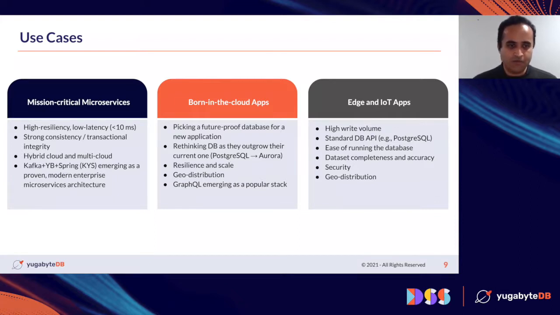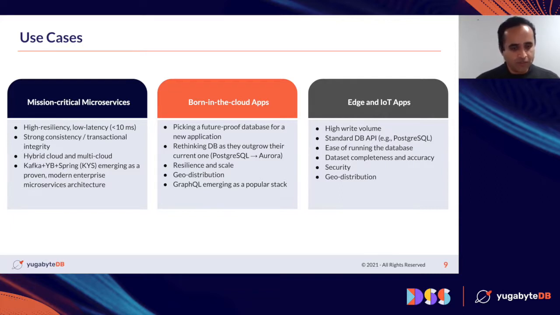You also have born in the cloud applications, which are basically cloud native apps. Either Yugabyte Cloud and YugabyteDB can be their first database, or it can be the step up after they have grown out of PostgreSQL, right? You're using Postgres or you're using MySQL, but you reach limits of scale and resilience, then you switch to YugabyteDB. And then we're seeing a new class of applications, edge and IoT apps, where there is a need for, again, Postgres compatibility, but also geo distribution and so on.